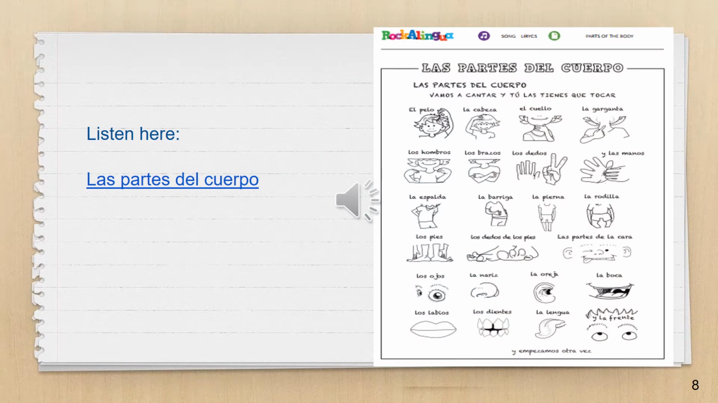Lastly, to go with the activity of body parts, I chose a song called Las Partes del Cuerpo by Rocalingua. This song is compatible with the level of the students at the elementary level. When teaching a song, it is very important to prepare the students. We would go line by line, word by word, what it means, and practice together. Then we would sing a line at a time and also add some rhythm.